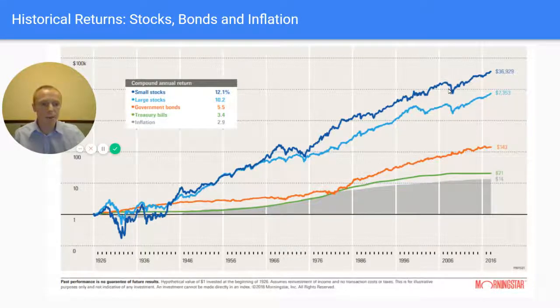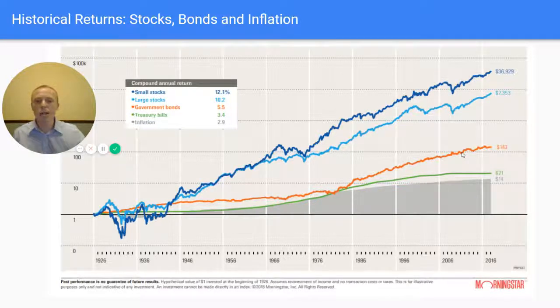If you can follow my cursor to around 2008, 2009, look at how much stocks fell during that time period. They really went down 40 to 50%. Whereas if you look at bonds down here, bonds went down a little bit, but not a whole lot.